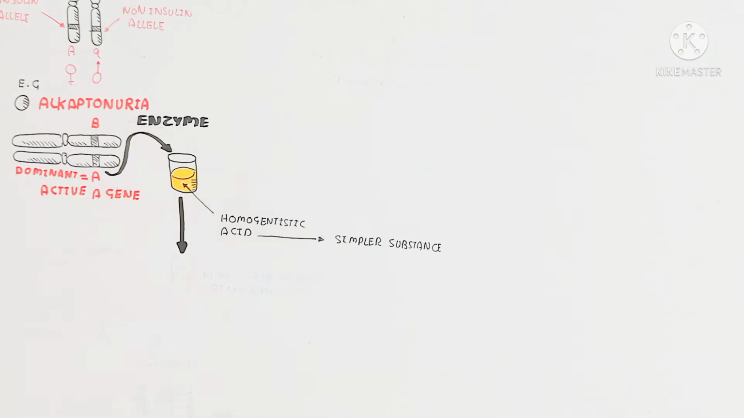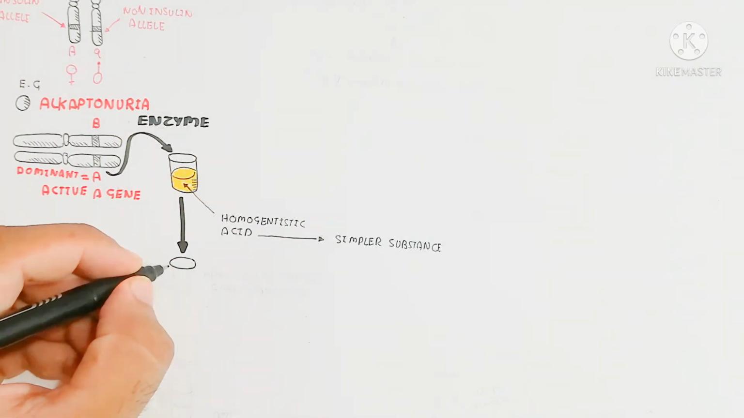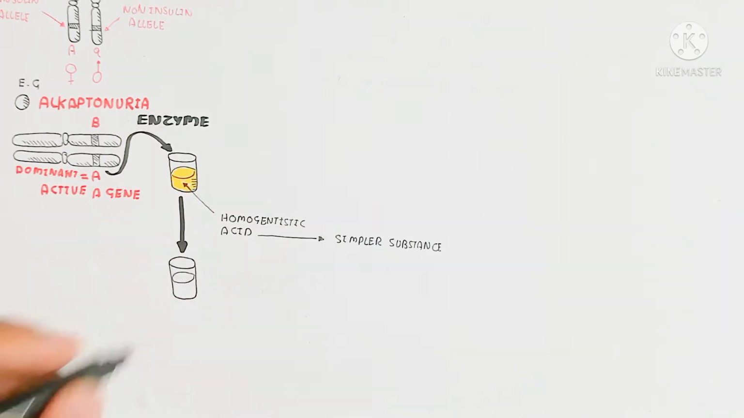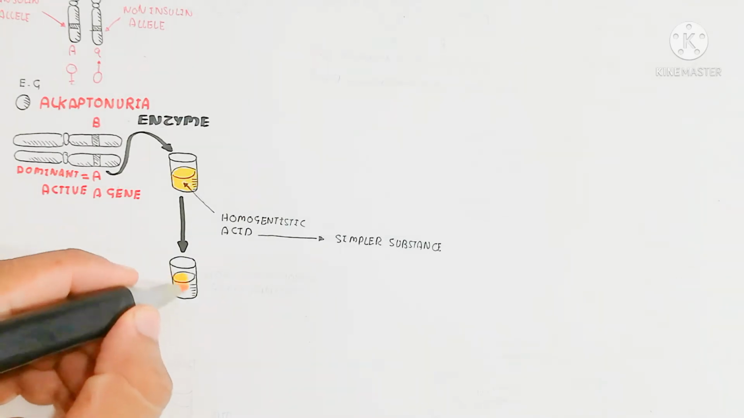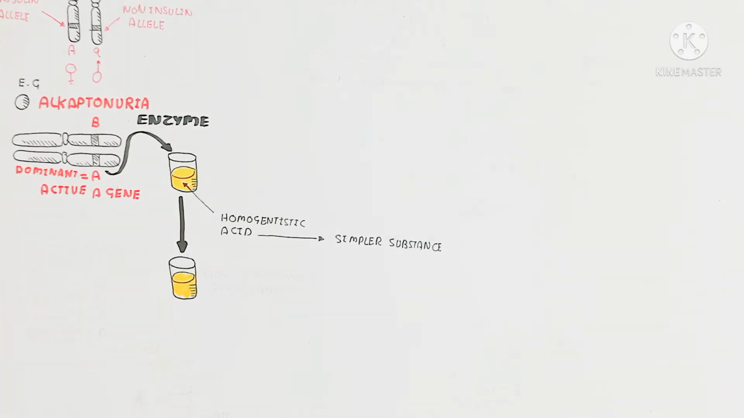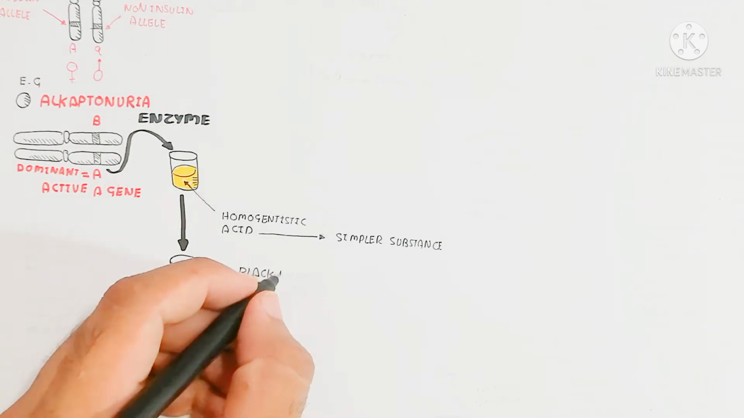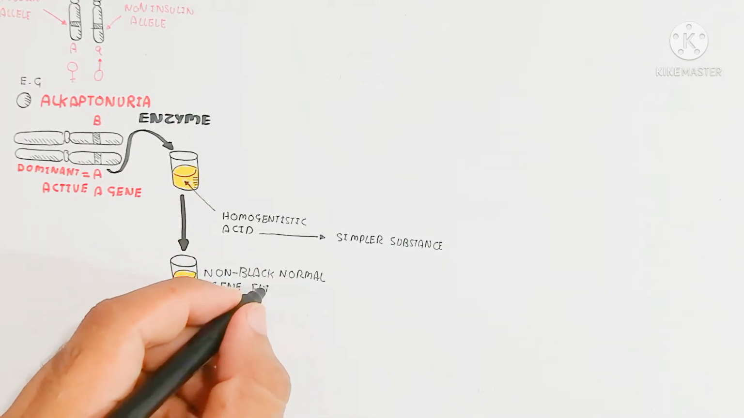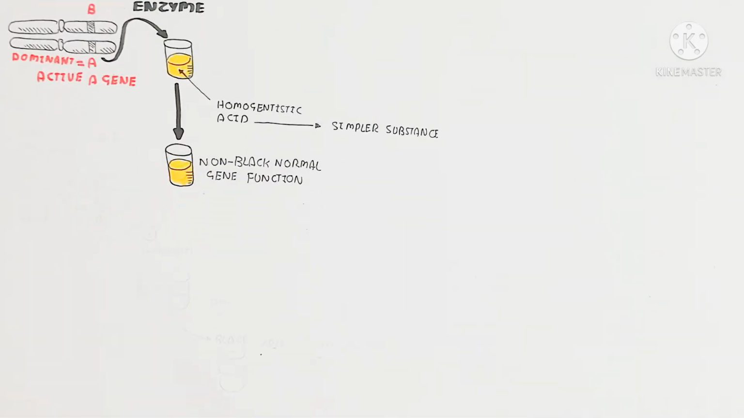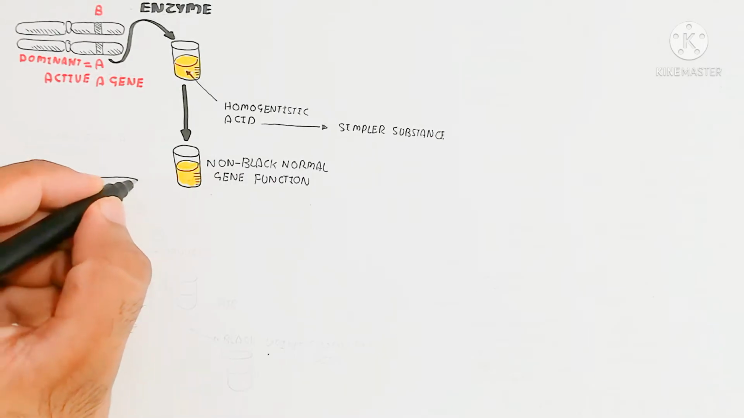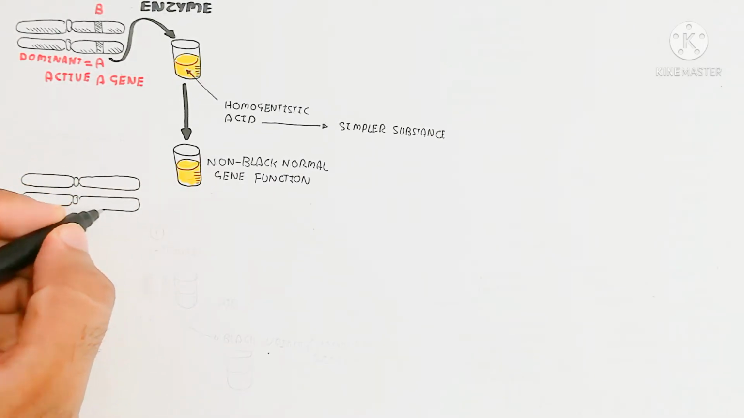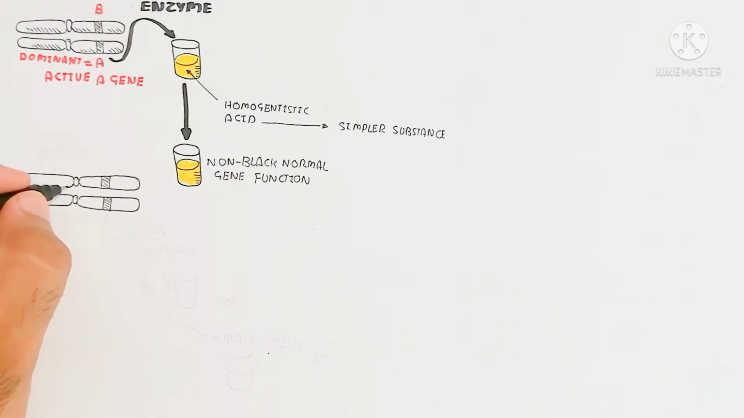Our urine contains homogentisic acid. This is converted into a simpler substance by the activation of an enzyme. So our urine will not turn black due to the breakdown of this acid, meaning the normal gene functions.